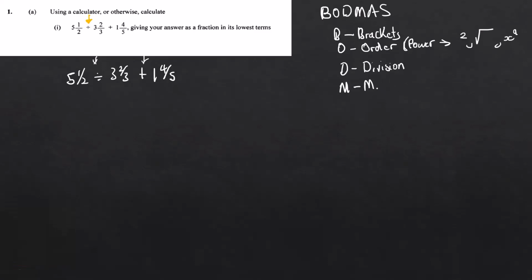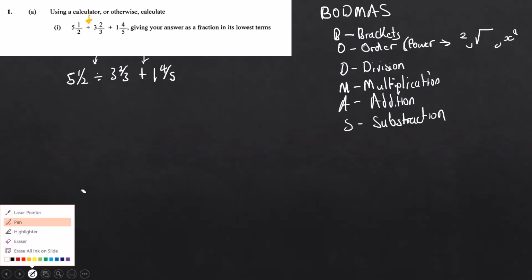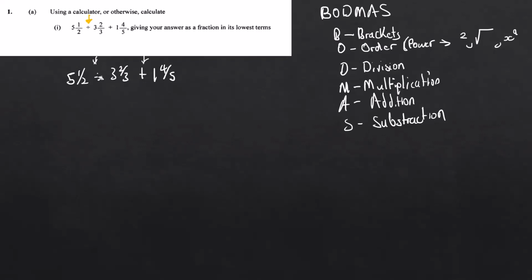Right, so brackets, of, division, multiplication. Forgive my atrocious handwriting. You should know this already though. Addition. And last but not least, subtraction. So you always subtract last, right? You do your subtractions last. So, good. This is the rule of thumb we'll use to solve this multiple operation problem.